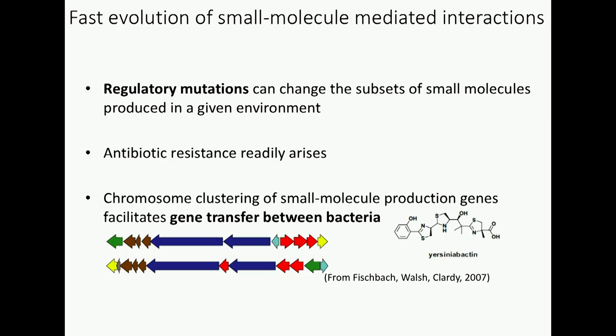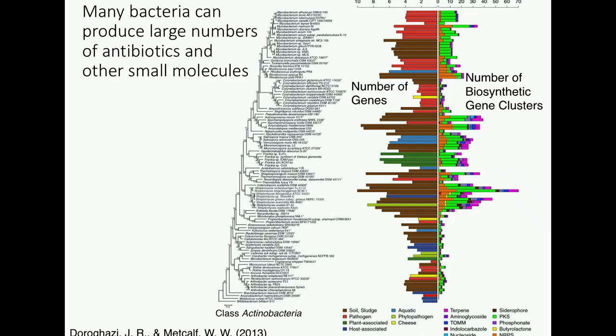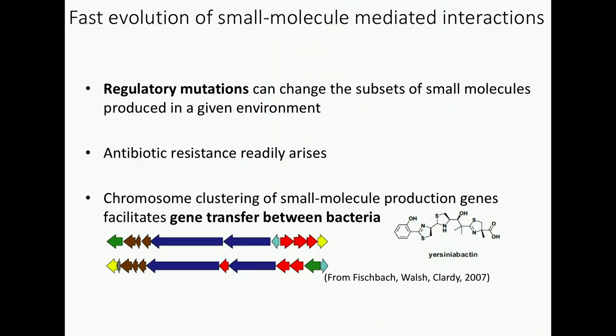So what you see here is basically for actinobacteria, how many biosynthetic gene clusters they have for things like, say, siderophores and antibiotics. You see sometimes it goes up to 70, typically around 20, okay? And so that's an extra complication.